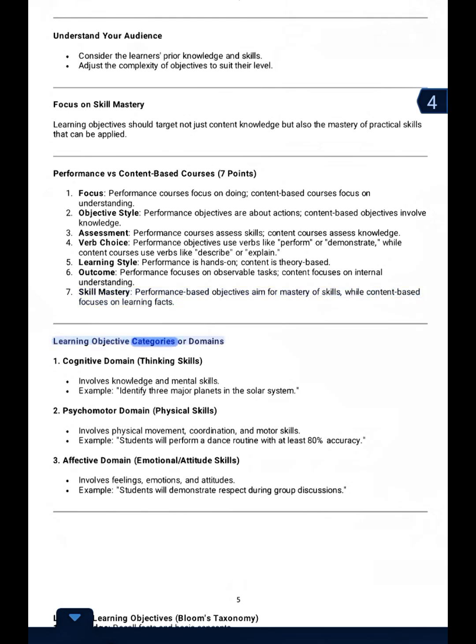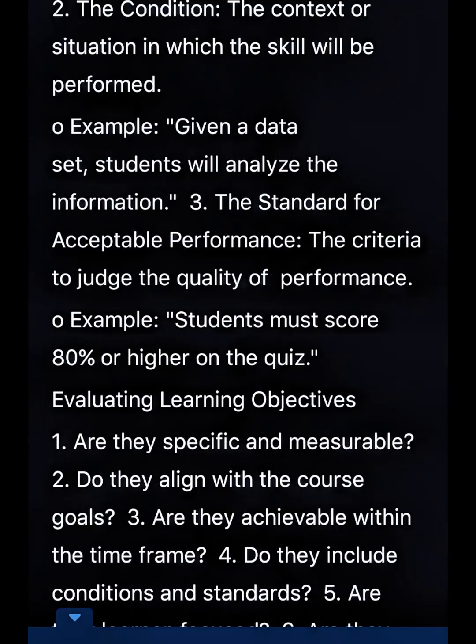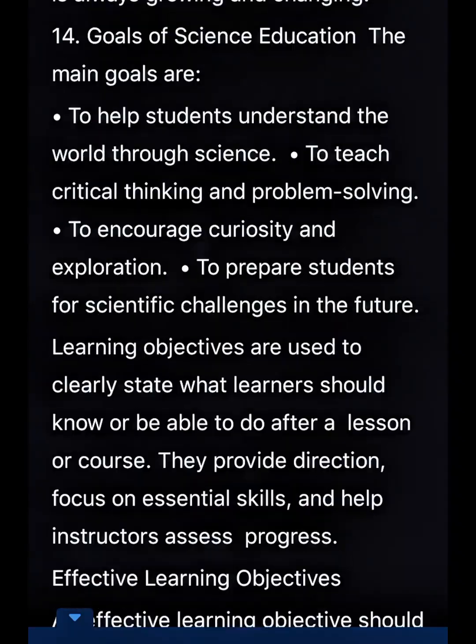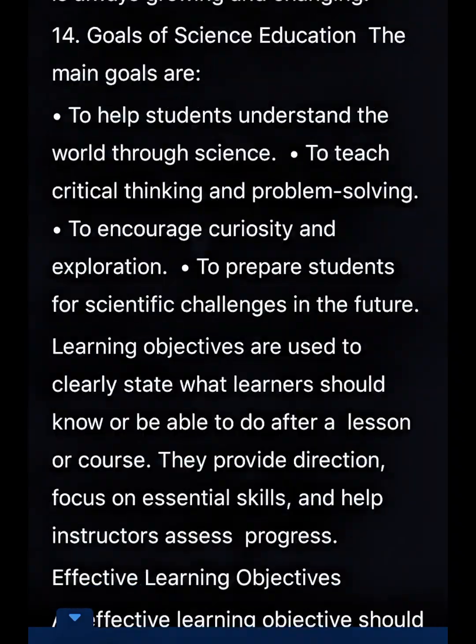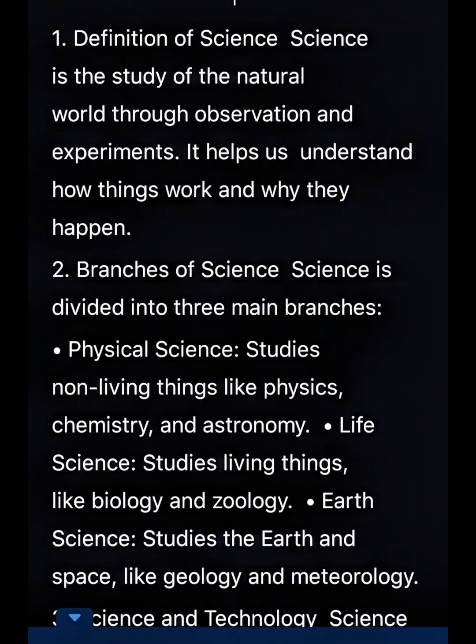Learning objective categories or domains. 1. Cognitive domain, thinking skills. Involves knowledge and mental skills. Example, identify 3 major planets in the solar system. 2. Psychomotor domain, physical skills. Involves physical movement, coordination, and motor skills. Example, students will perform a dance routine with at least 80% accuracy.